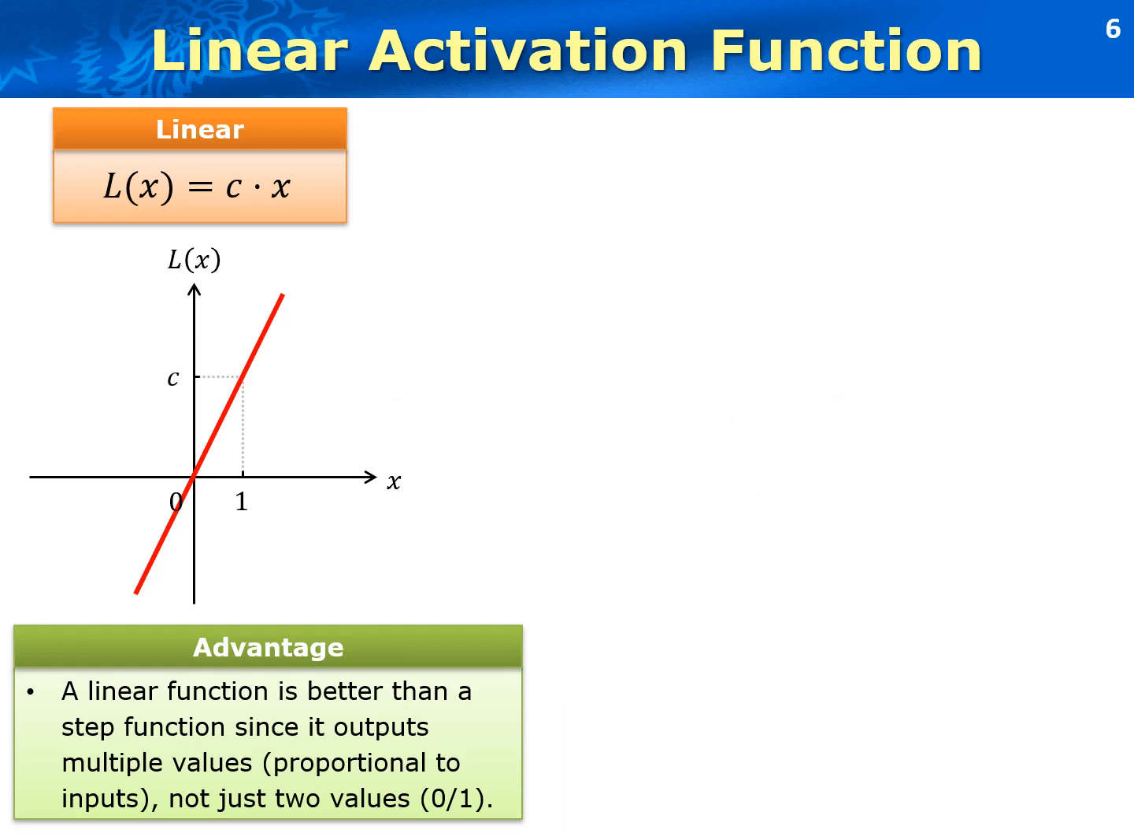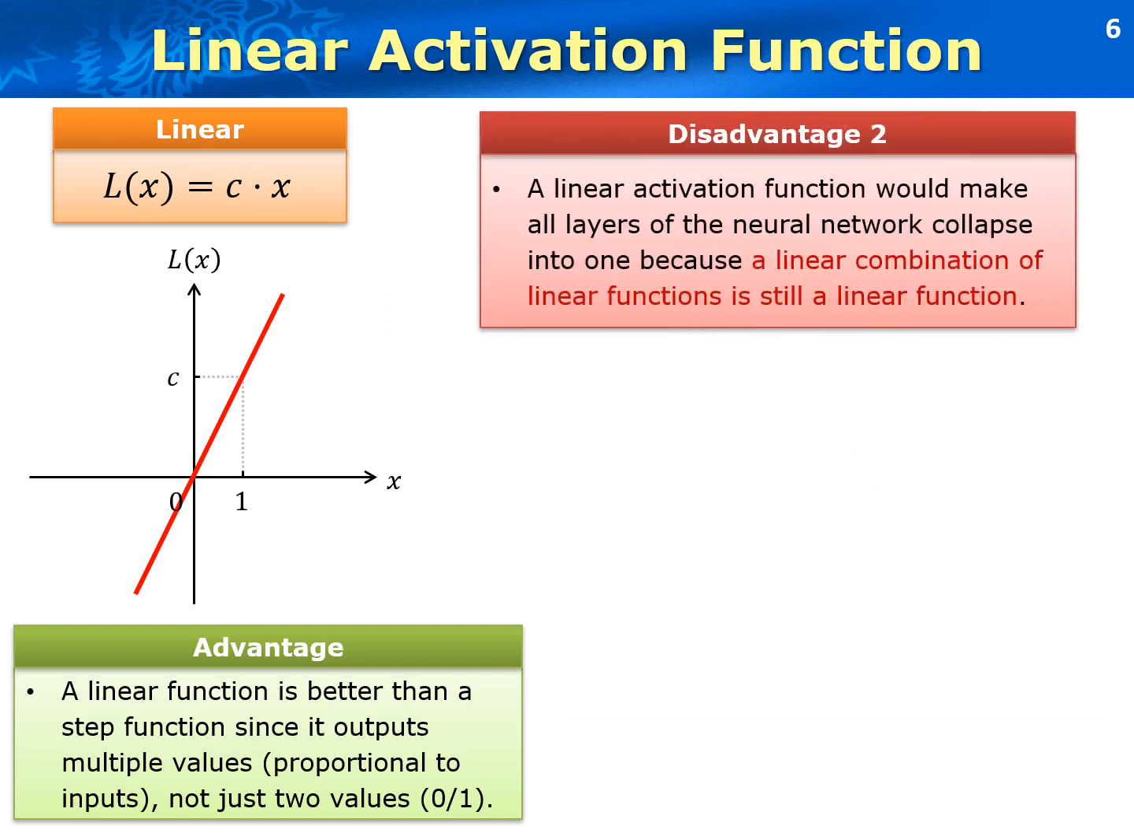This is because the linear combination of the linear functions is still a linear function. This property implies that a linear activation function would make all layers of the neural network collapse into one. For example, let's consider the following neural network with 3 cells. The activation function for each cell is a linear function. Without loss of generality, we take the constant value c to be 1 in this example.